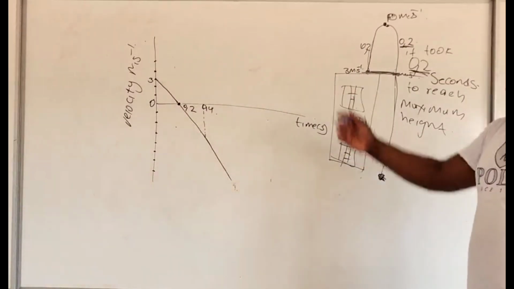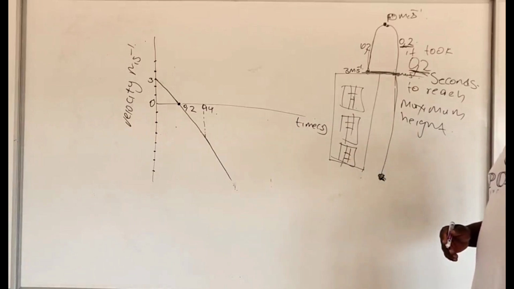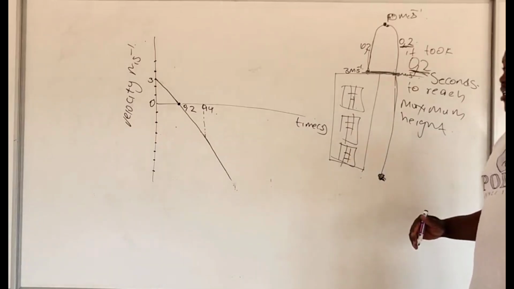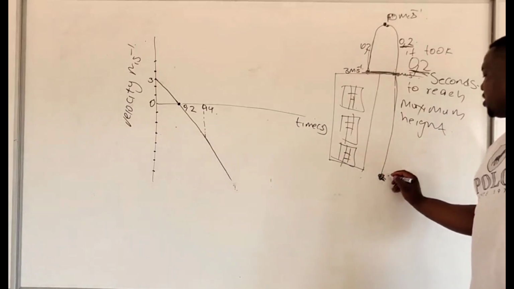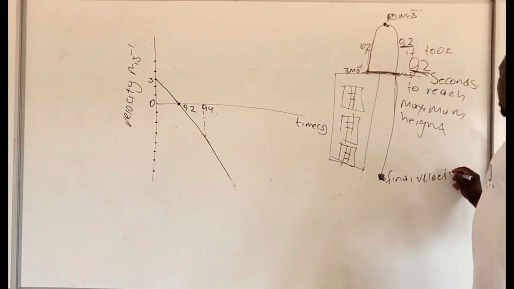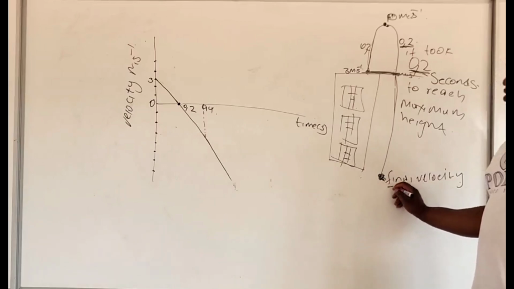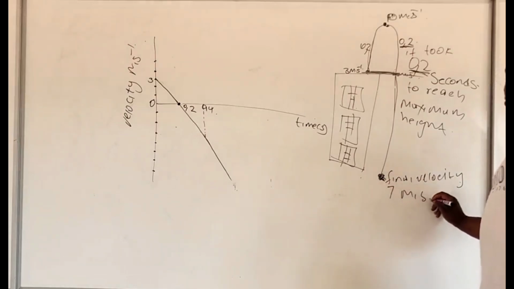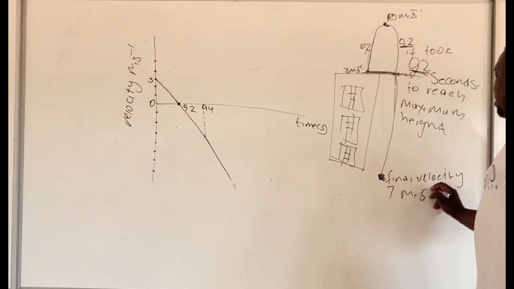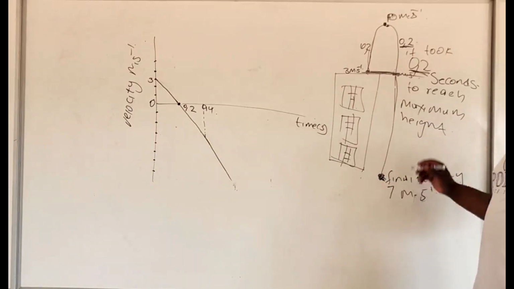Let's say we are given the information this time around. I'm furthering that question. Let's say the final velocity here is 7 meters per second. The final velocity is 7 meters per second.